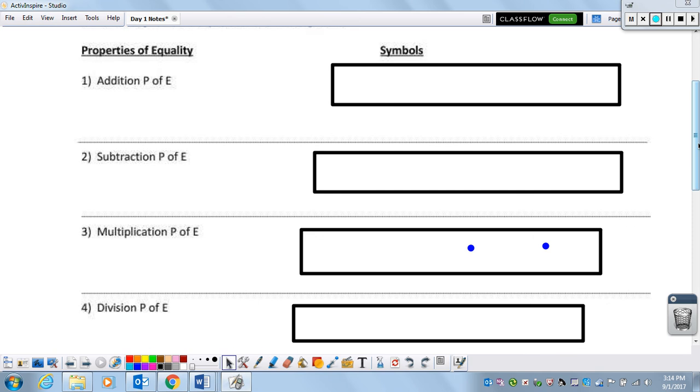What we're going to do now is a quick review of some properties you learned from algebra. First, we're going to talk about the addition property. It says POE, or sometimes I'll abbreviate it as POE. That just stands for property of equality. So the addition property of equality tells us that if you add the same thing to 2 sides of an equation, you still have a valid equation.